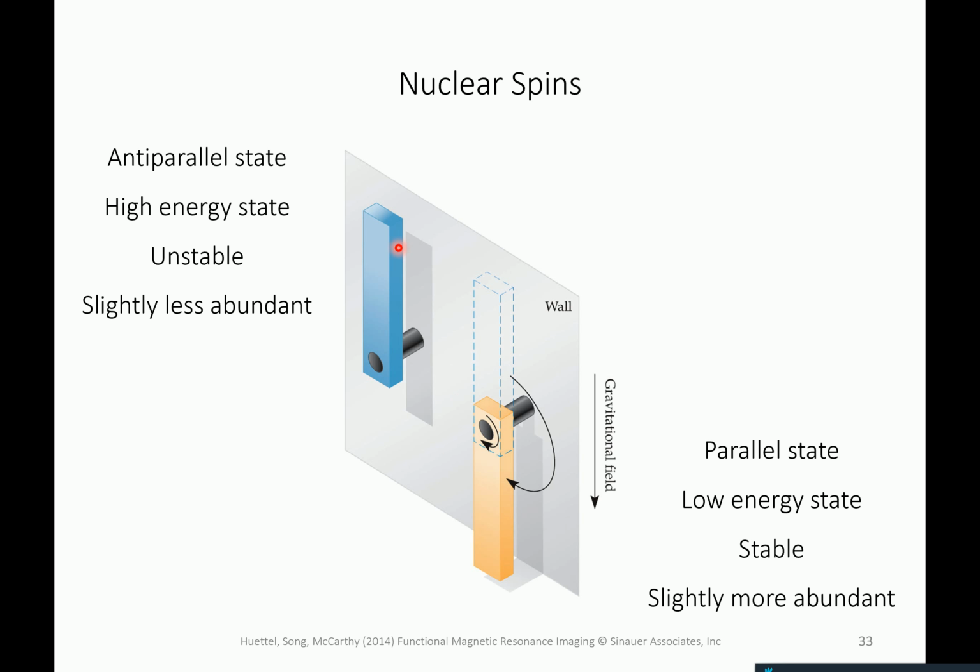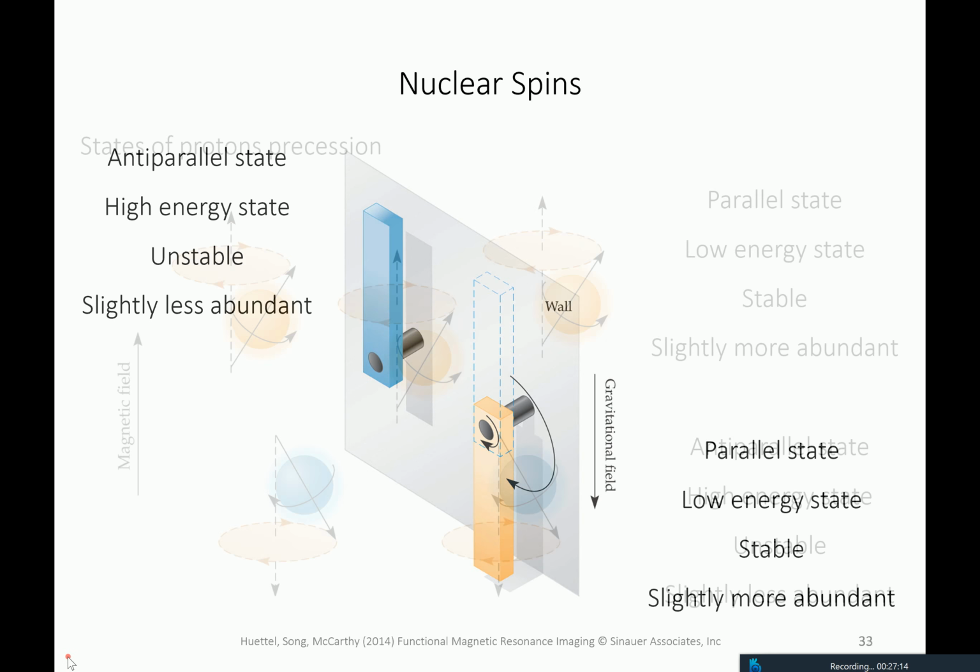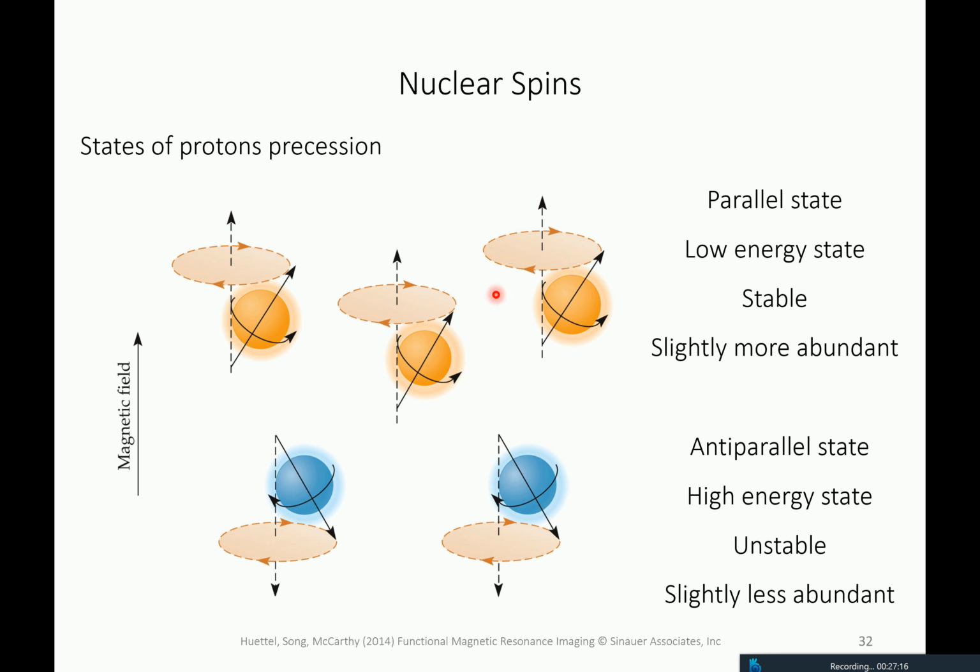Yeah. What do you mean in this context by slightly more or less abundant? More or less. So there are more. Like in terms of number, in terms of number. Yeah. So the idea is that if we go back to the slide before, there are 3 in the parallel state and there are only 2 in the anti-parallel state. Yeah? It's just because they are more stable.